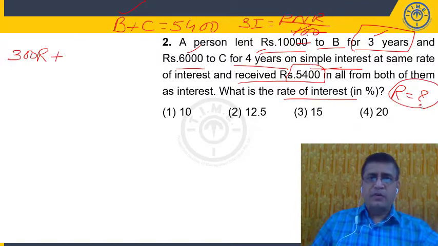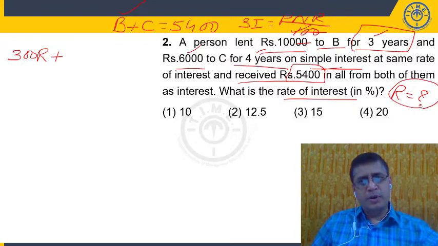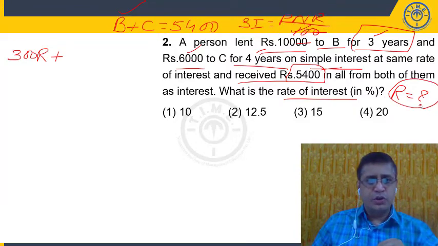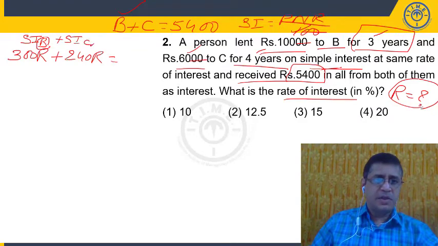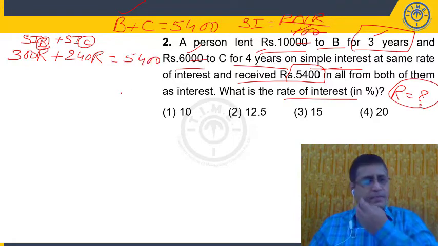Now in the formula we have 2 zeros in the denominator. Cancel the 2 zeros in the numerator. So 60 into 4, 240 into R, it is 240R. This is the simple interest from B, and this is the simple interest from C. The sum of these two values is equal to 5400.